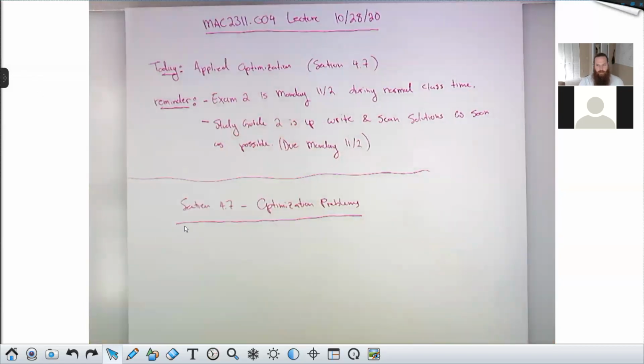So optimization comes from the word optimal or ideal or perfect. And the game is to get some function minimized or maximized. And usually there are some constraints.